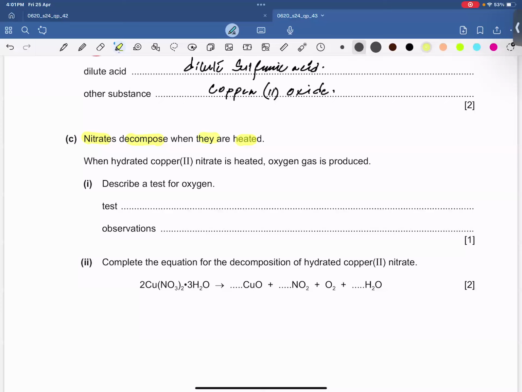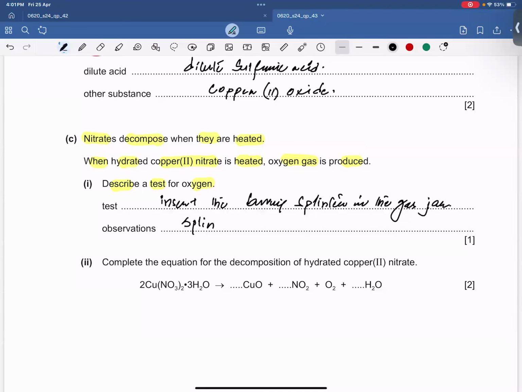Nitrates decompose when they are heated. When hydrated copper 2 nitrate is heated, oxygen gas is produced. Describe a test for oxygen gas. The test for oxygen gas is very easy. Insert the burning splinter in the gas jar. Splinter relights.